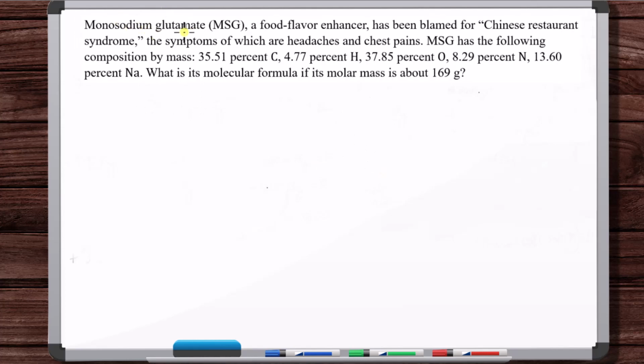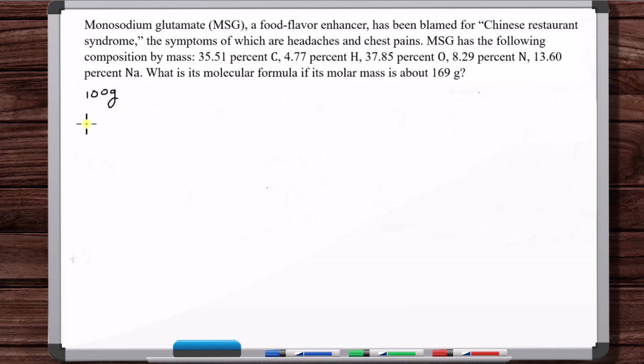Okay, monosodium glutamate, MSG, a food flavor enhancer, has been blamed for Chinese restaurant syndrome, the symptoms of which are headaches and chest pains. MSG has the following composition by mass. What is its molecular formula if the molar mass is about 169 grams? So same process, just a bigger problem. This is the percent by mass, so assume we have 100 grams. It doesn't matter what you assume, because we're dealing with just ratios here.